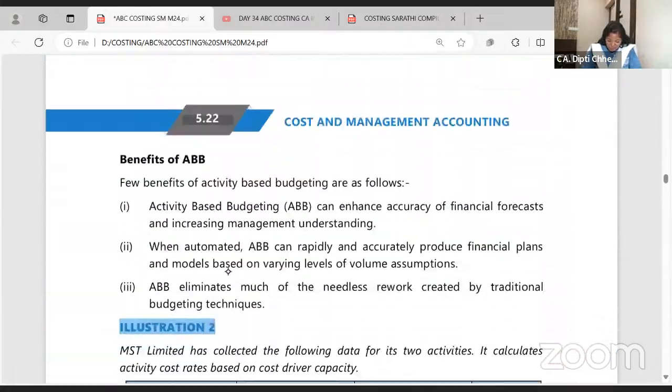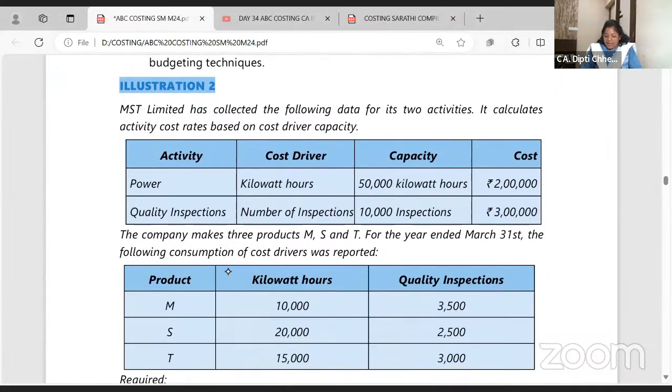Problem number 22. MST Limited has collected the following data for 2 activities. It calculates the activities power and inspection.